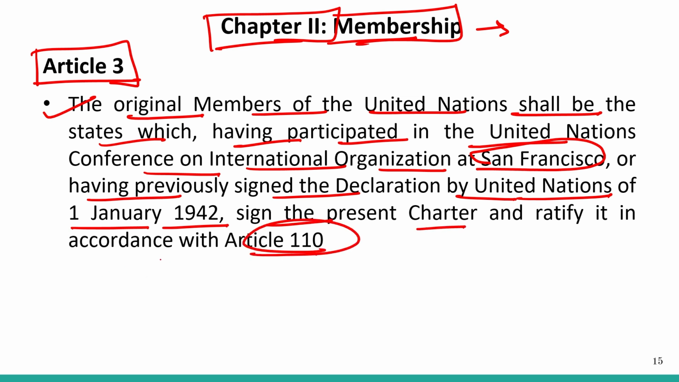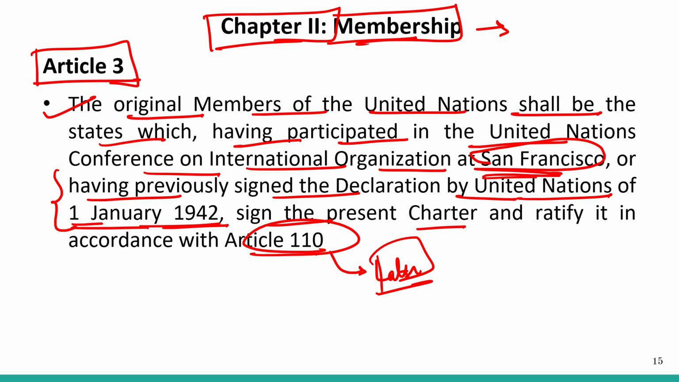So it is saying that whichever member participated in the international conference which was organized at San Francisco, or who signed the declaration of the United Nations of 1st of January 1942, and has ratified it in accordance with Article 110. Now obviously you will be curious to know what exactly Article 110 is, but we will be discussing it at a later stage. For now, what you need to remember is that there are three requisites based on which a nation can be considered a member of the United Nations.